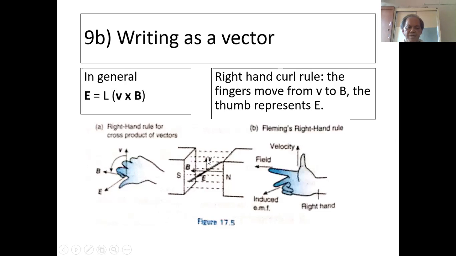That's your field B. That's your velocity. You're moving the conductor. That's the conductor moving outwards there. So your induced current or induced EMF is coming out. Either one, just memorize one way.